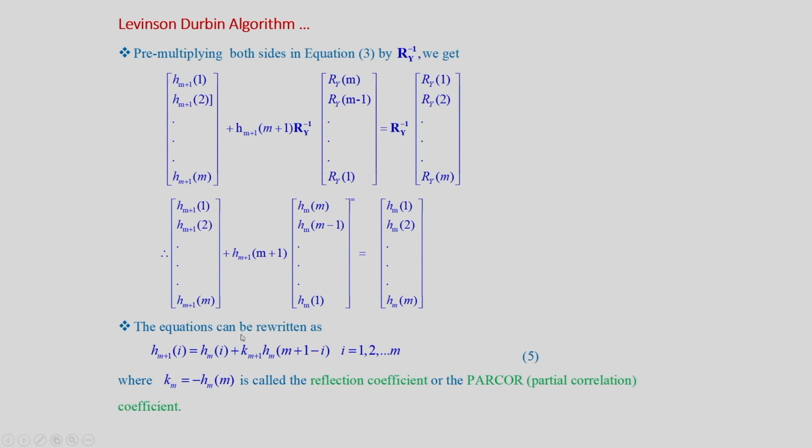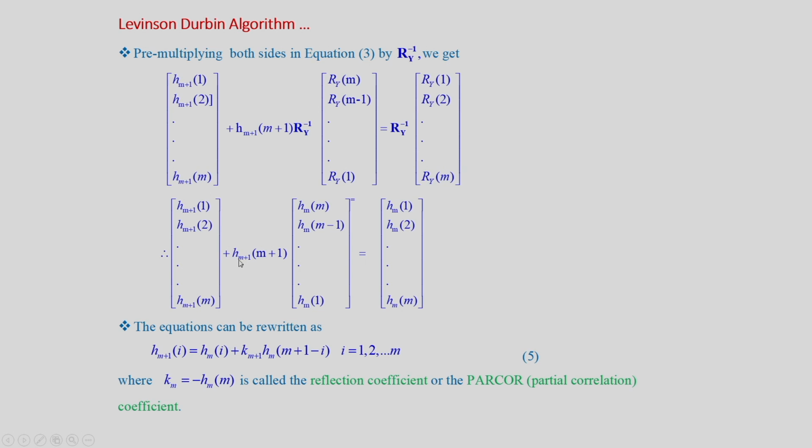We can write each element like this: h_{m+1}(i) is equal to h_m(i), from this vector, plus k_{m+1} into h_m(m+1-i), because it is in reverse order. This is true for i equal to 1, 2 up to m.